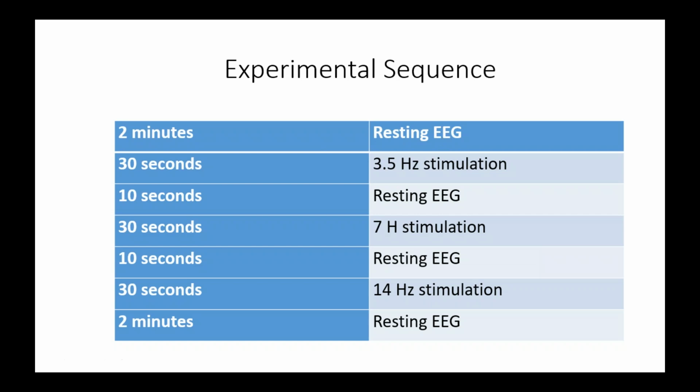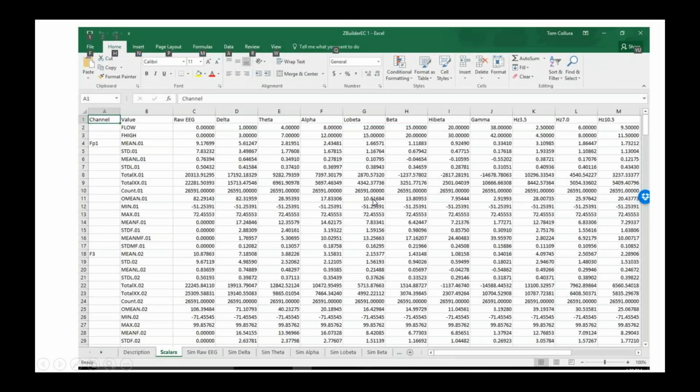And the ZBuilder will build a data set from it. Then we do 30 seconds of 3.5 hertz stimulation. Then we rest for 10 seconds. Then we do 30 seconds of 7 hertz stimulation, rest for 10 seconds, 30 seconds of 14, and rest. And from a single trial of this length, we get all the data giving us the changes due to these various stimulations. This is an example of the ZBuilder file, which contains all the raw data.